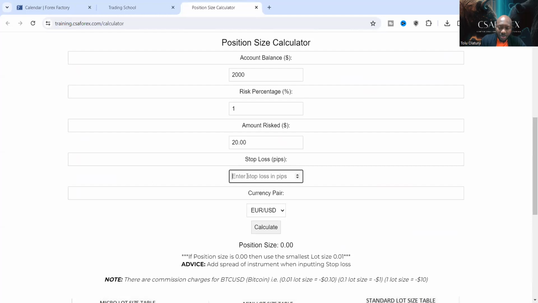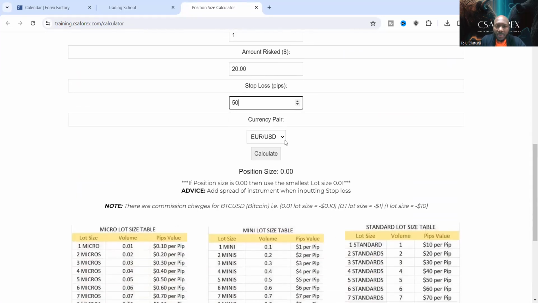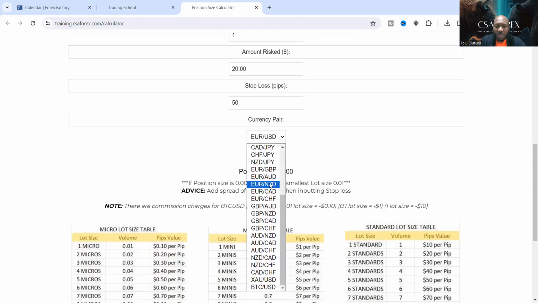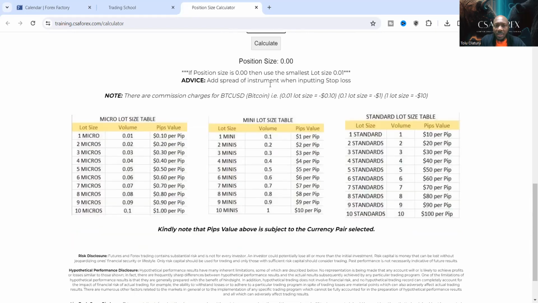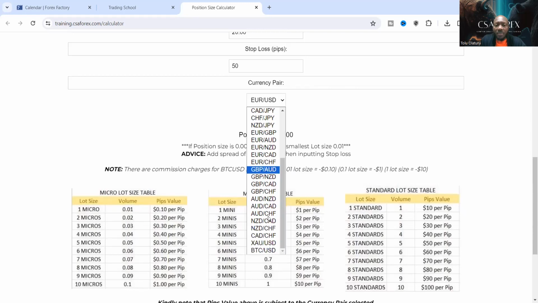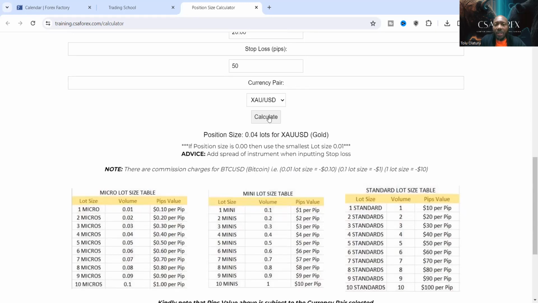And then your stop loss based on your analysis is maybe 50 pips. And then your instrument is maybe, let's even say gold. Let's look at the gold we're talking about now. Your instrument is gold XAU USD. Click on it here and then click on calculate. And then it says the position size is 0.04 lot for XAU USD, which happens to be gold, right? Very key, very, very important that we understand this.